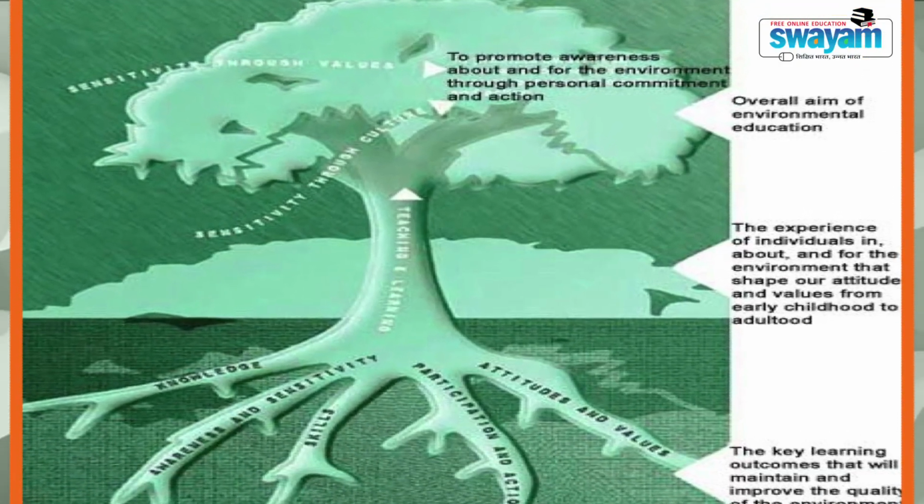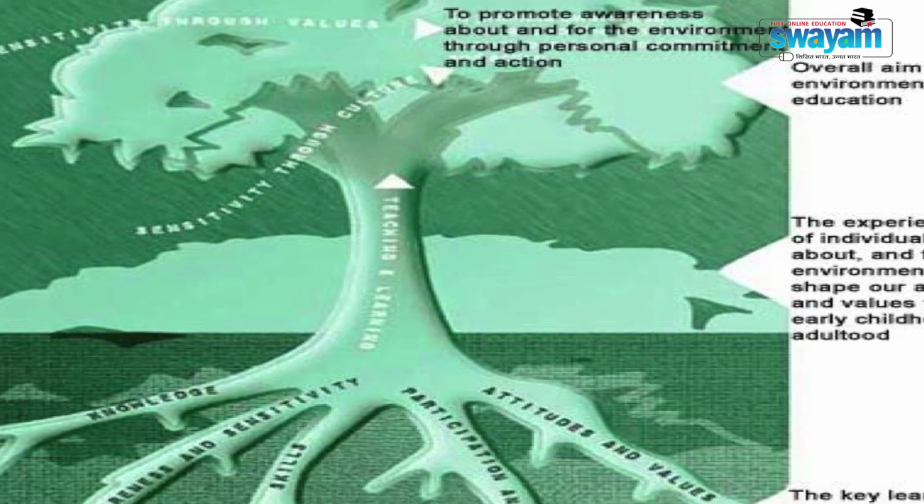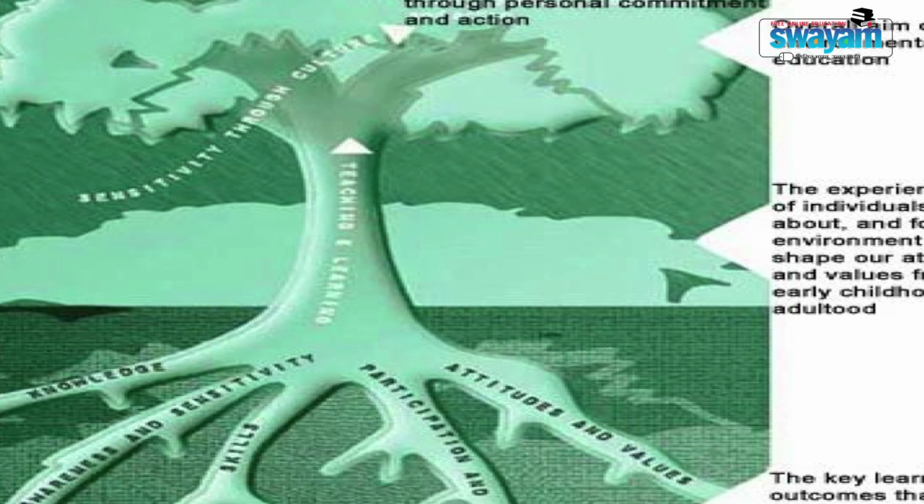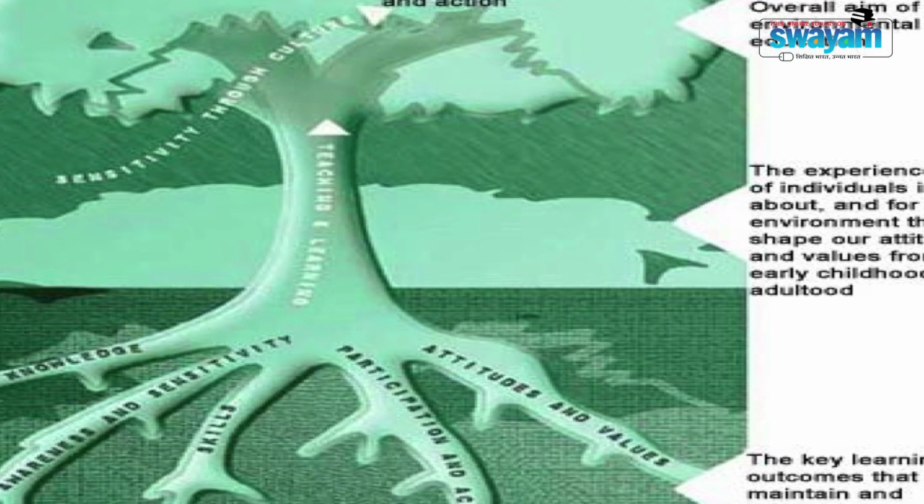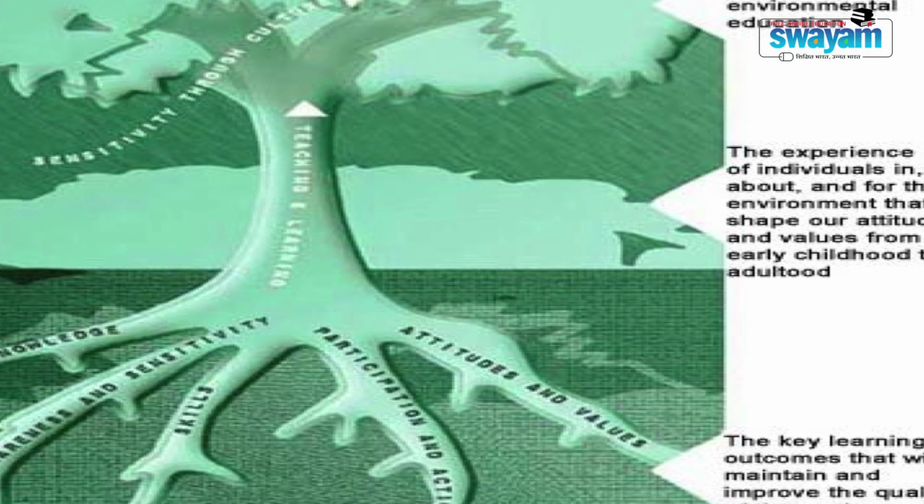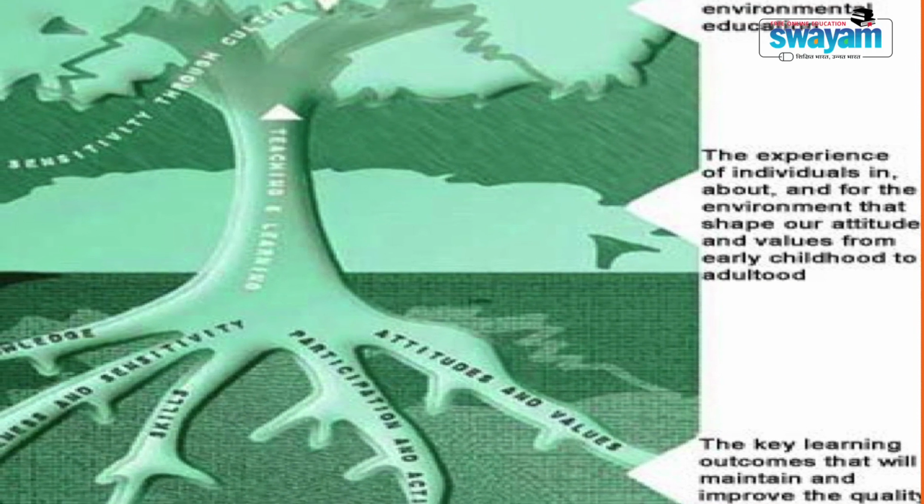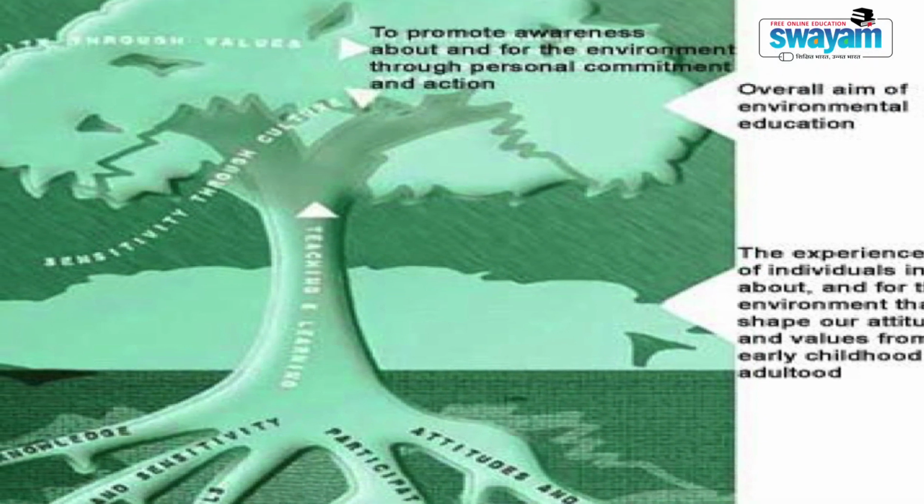This is an interesting image in which the Tbilisi Declaration has been portrayed as the root of this tree, in which knowledge, awareness and sensitivity, skills, participation and action, attitude and values are the key learning outcomes that should be maintained to improve the quality of the environment.